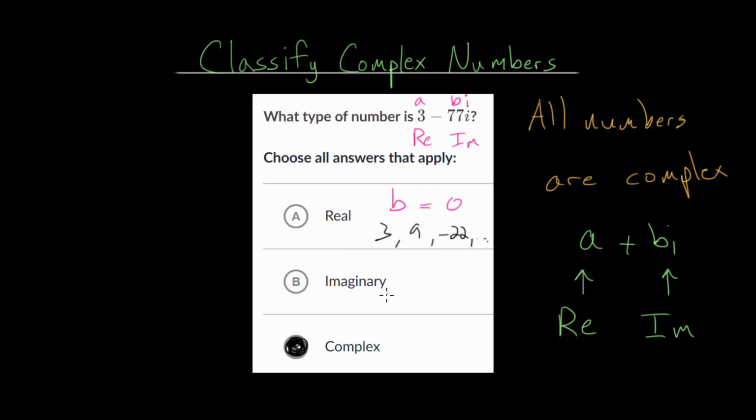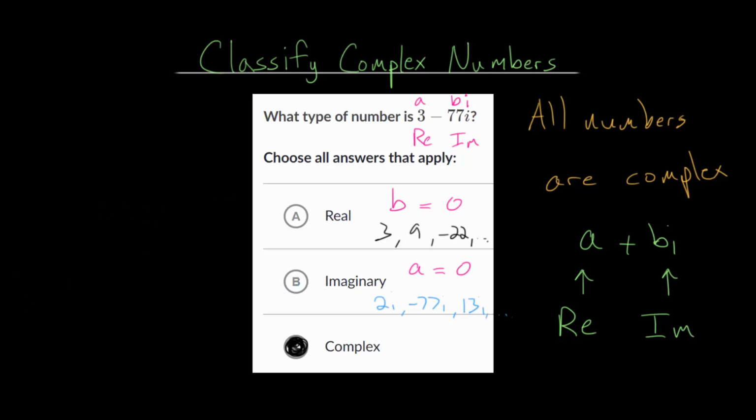Now, for a number to be purely imaginary, that's when the real part of the number has to be 0. And so that would be a number like 2i or minus 77i, or let's say 13i. Again, you're going to have infinite possibilities here. But imaginary numbers, these are purely imaginary. They have a real part of 0. But in both of these cases, you can still write them as a complex number.